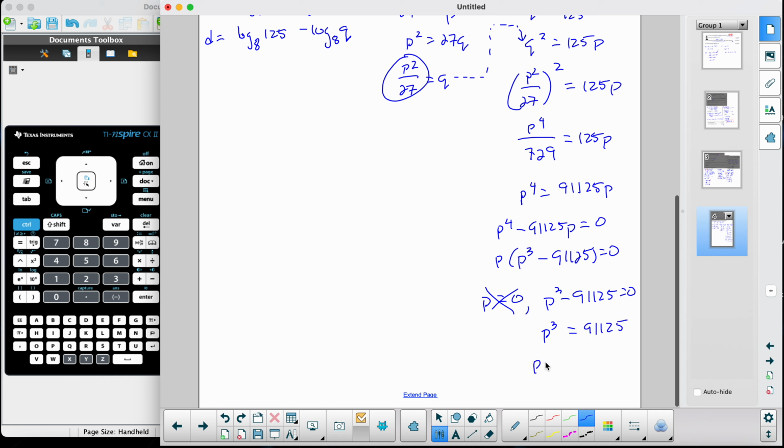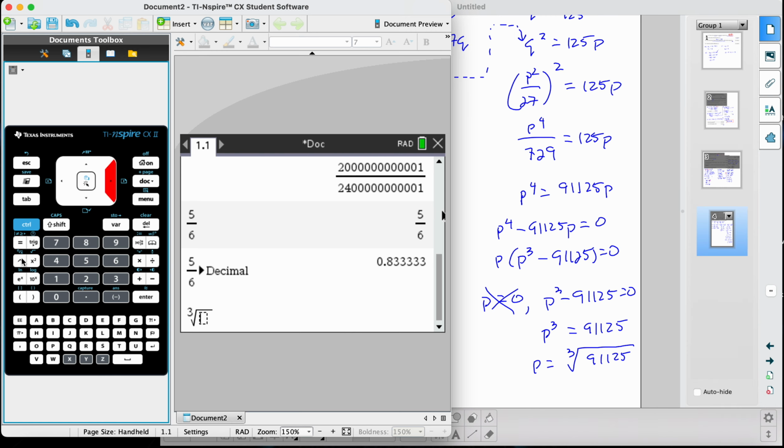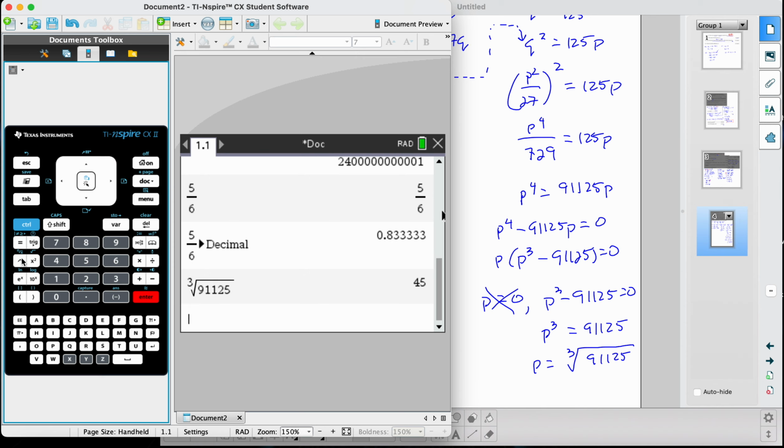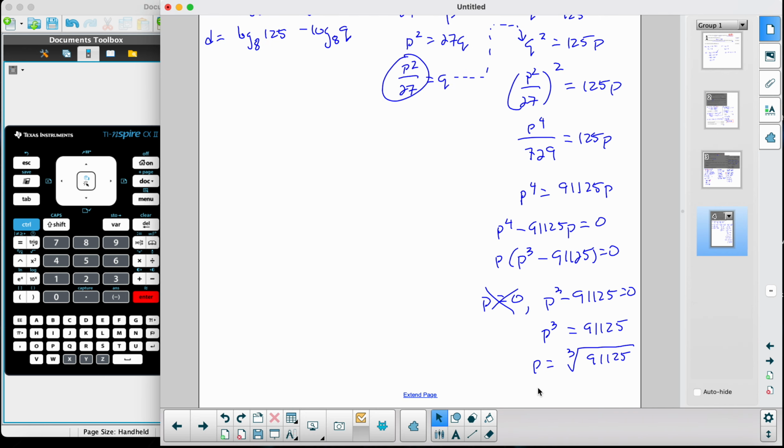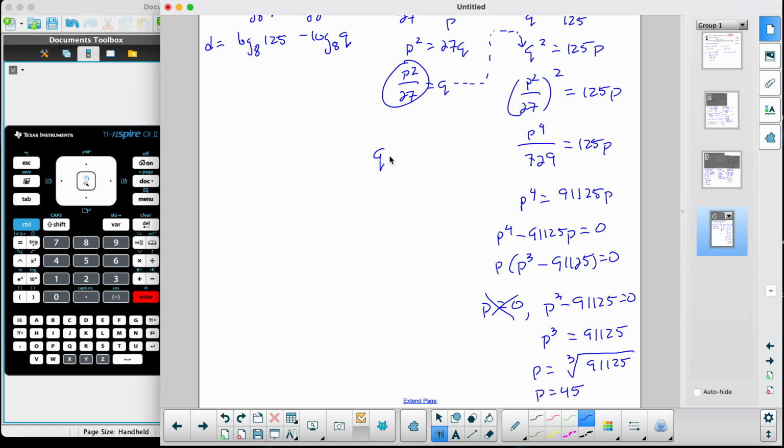So let's keep going. P cubed equals 91125. I take the cube root of that. Cube root. Please be a perfect cube. I have a feeling it is. 45. Holy smokes. So P equals 45, Bernardo. Woo! Right? 4 marks.